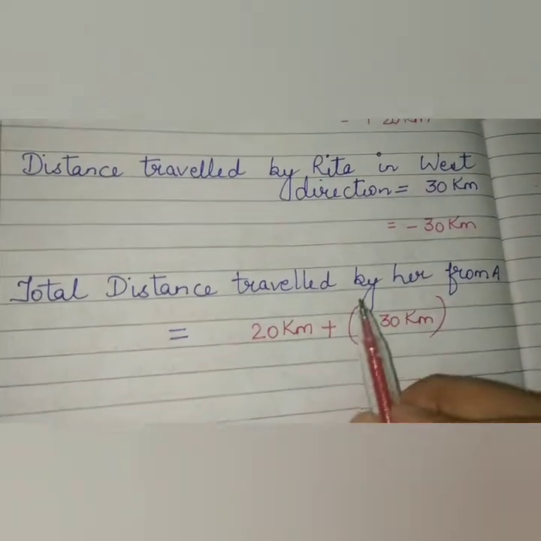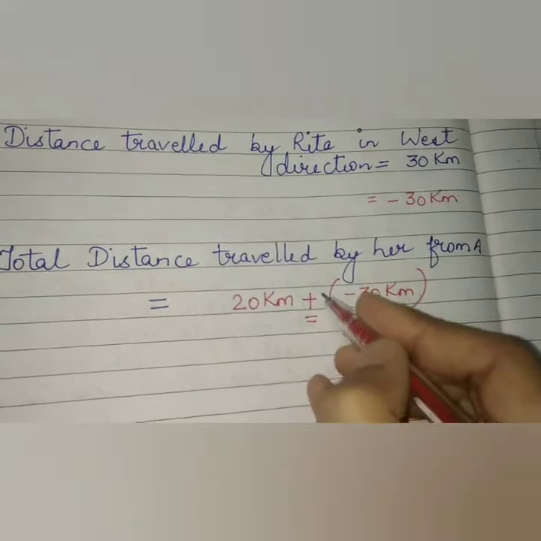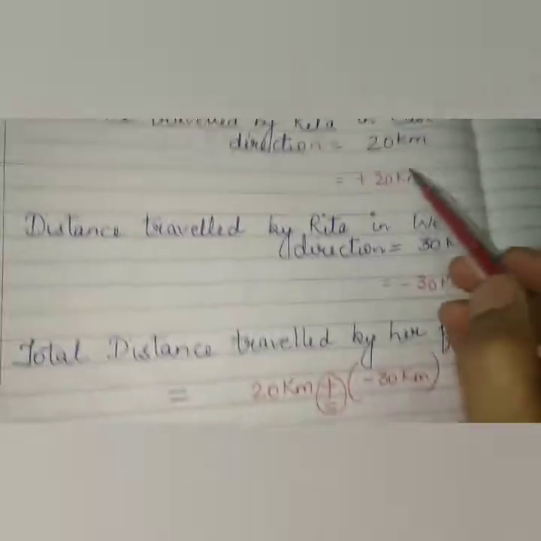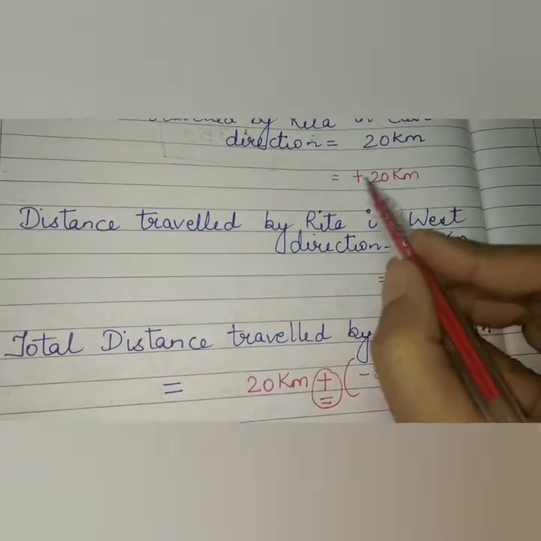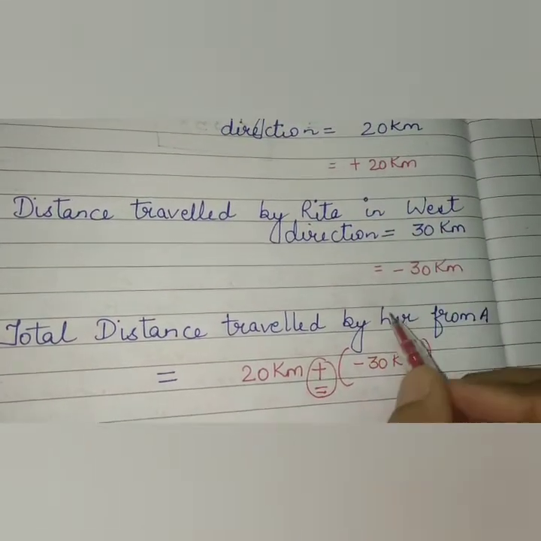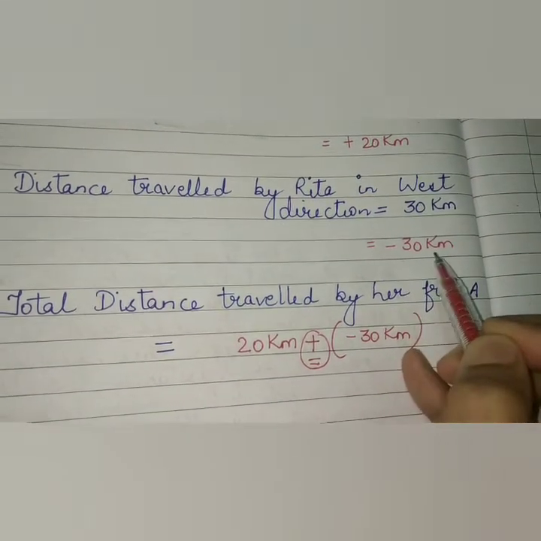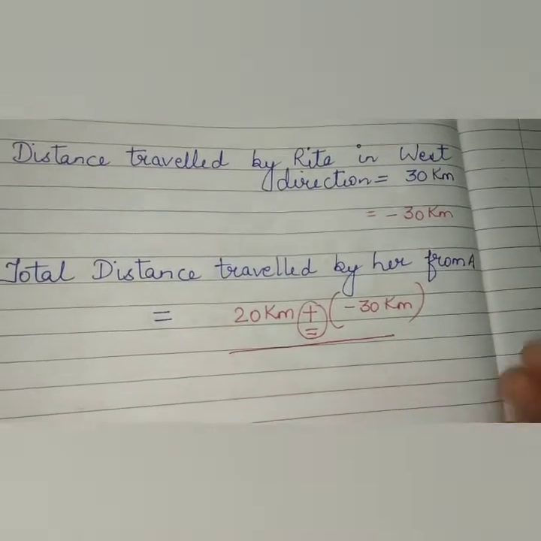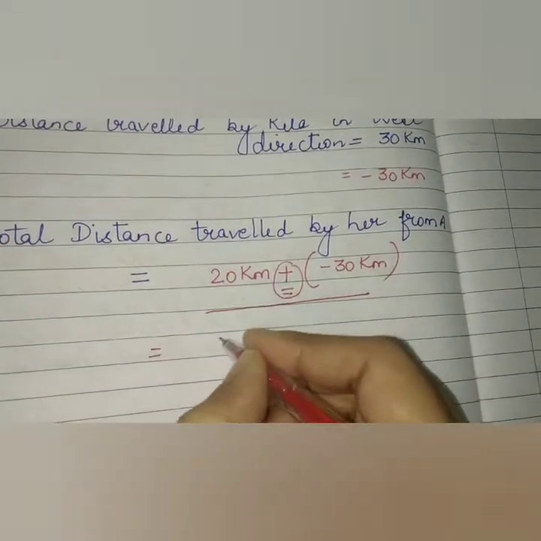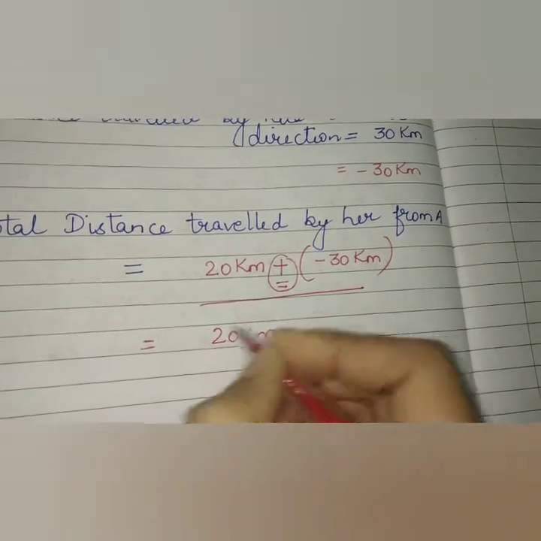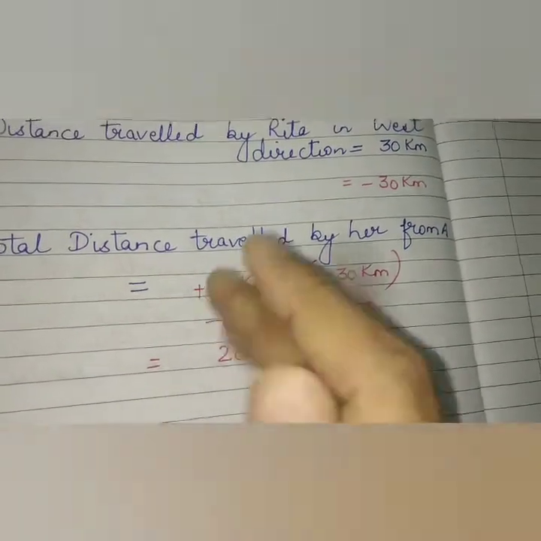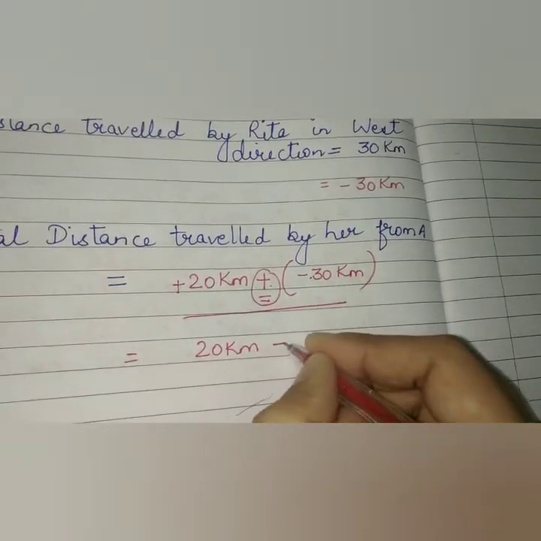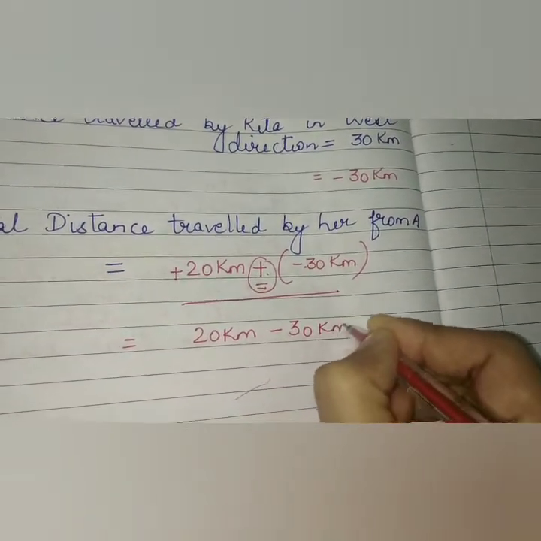Now why have I written like this? We have to find the total distance. It means we have to add it. That is why I have put a plus sign over here. And since it was given in the question that toward east we have to put a positive integer and toward west a negative integer, I have written like this, and simply I have plotted the equation like this. So this is 20 kilometer, or we can write this as plus also. Plus, and plus minus is equal to minus 30 kilometer.